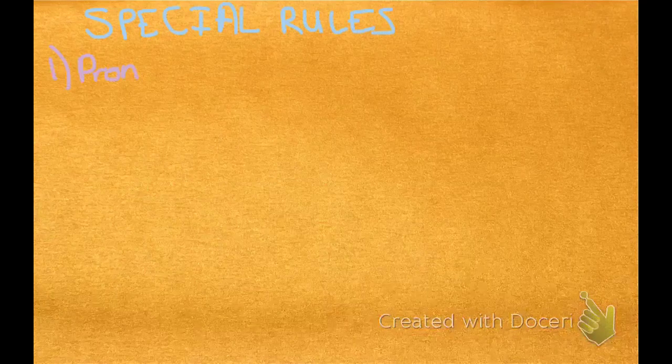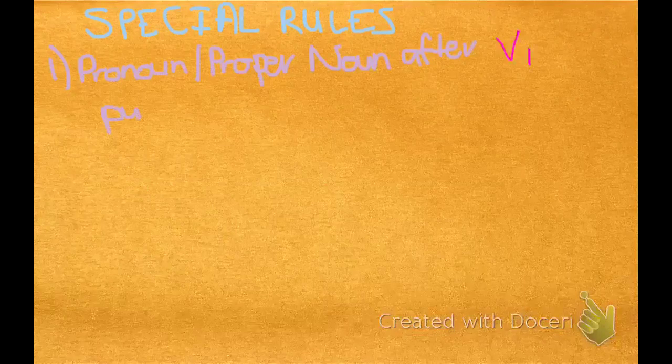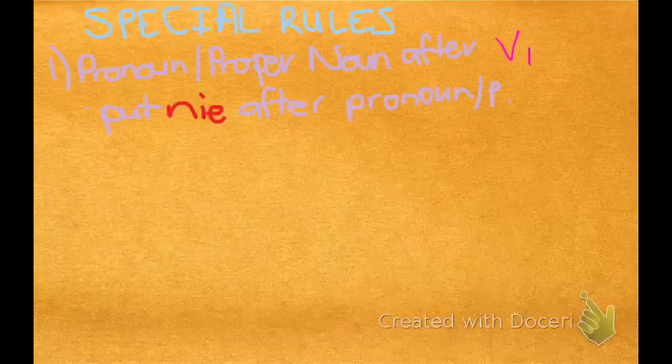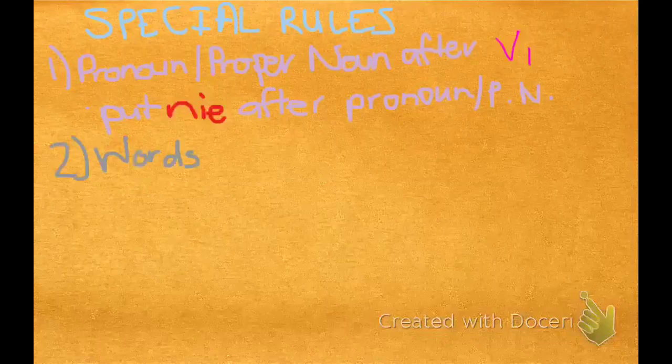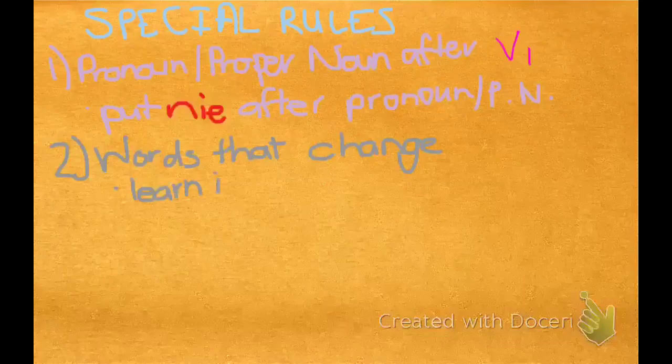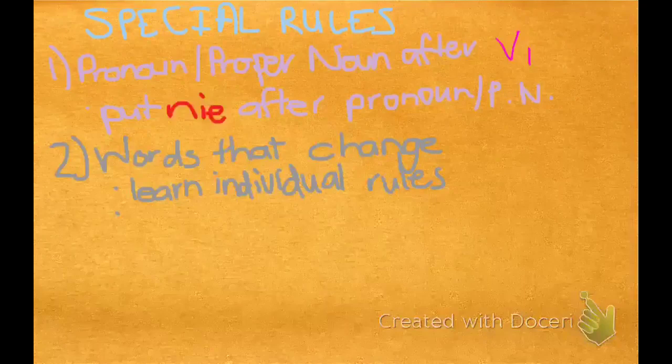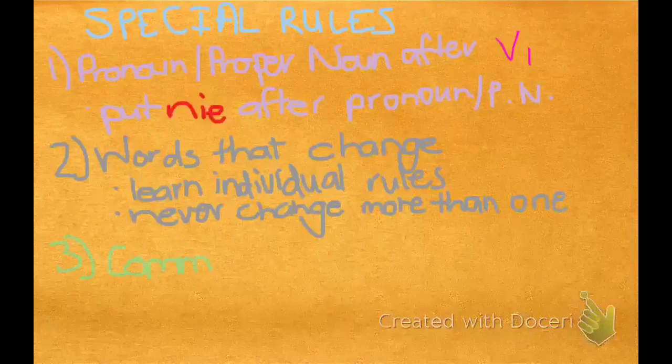Alright, so what are these special rules? Alright, in summary, the first one is if a pronoun or a proper noun follows the verb, then we're going to put nie straight after the pronoun or proper noun instead of after the verb one. Okay? The second rule we discussed was words that change. Now you just need to learn those rules and remember, don't forget that when the word changes, it counts as a nie. Alright. And you never change more than one of them. If there's two, just change the first one.